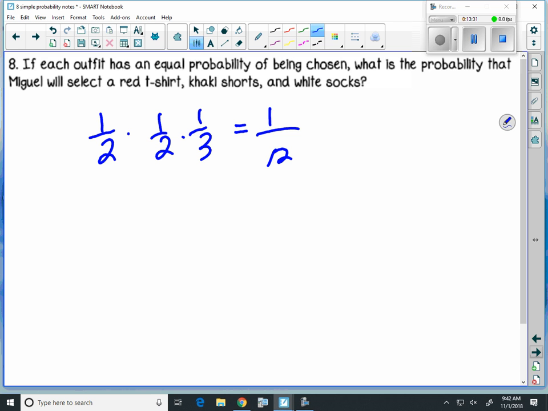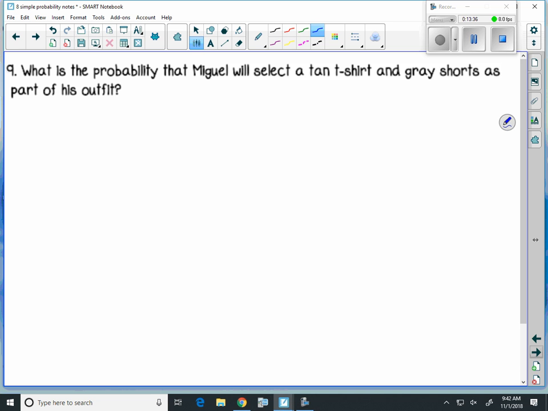Questions for me on number 8? Okay. What is the probability that Miguel will select a tan t-shirt and gray shorts as part of his outfit? Does it ask about socks? No. So if he chooses tan, that's 1 out of 2. If he chooses gray shorts, that's another 1 out of 2. Multiply them. He has a 25% chance, or a 1/4 option, of selecting a tan t-shirt and gray shorts. May not necessarily match.